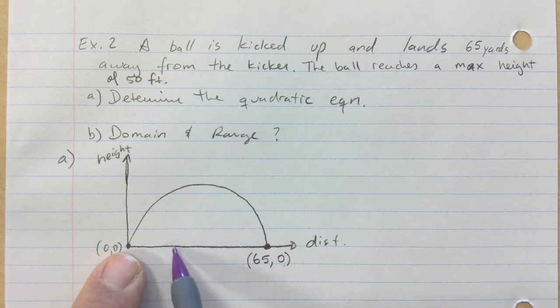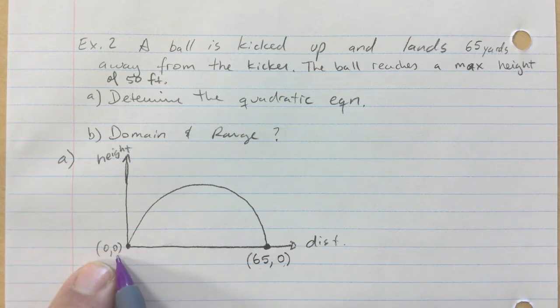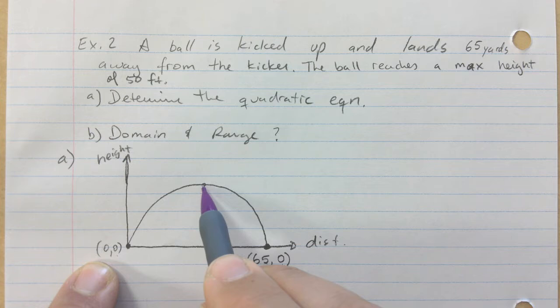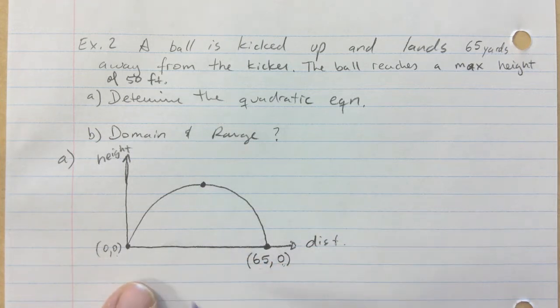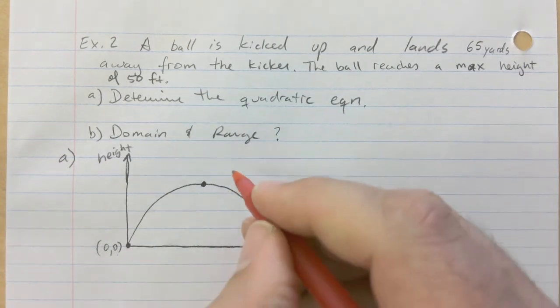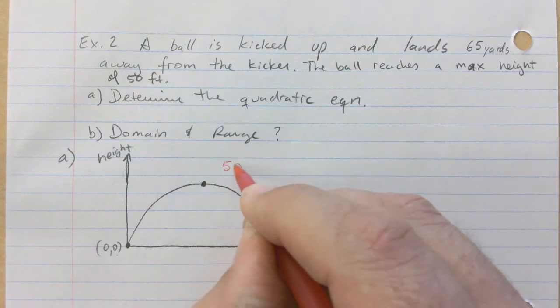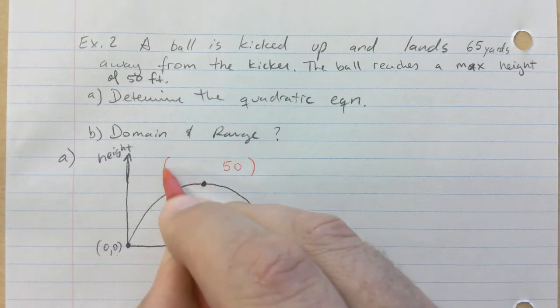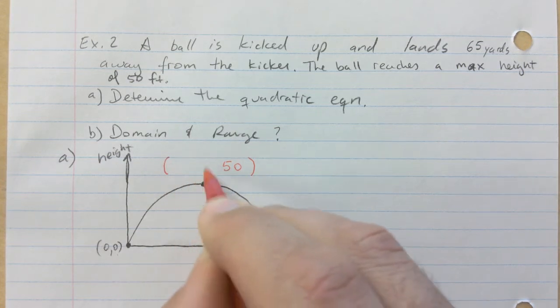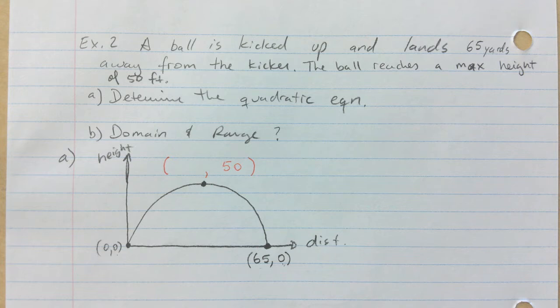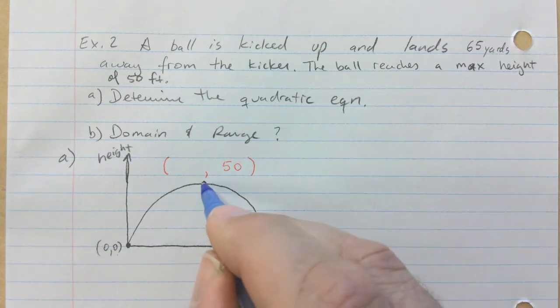Okay? So we know this. That's where it got, right? You kicked it from here. It landed 65 yards from you, and you know it's 0 again. We know that our vertex is going to be located at the highest point, so somewhere over here. This is not drawn to scale. It's just a sketch. So that one I want in red because we know that the maximum height here is 50 feet. We just have to come up with the x value here. And again, use symmetry. Okay.